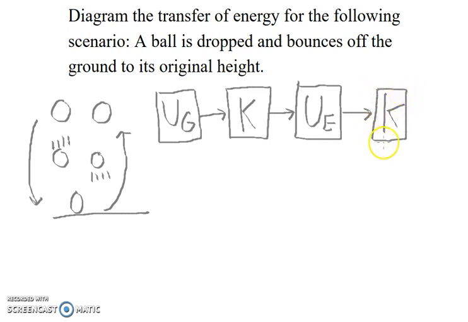And then the last thing that's going to happen is once it reaches its original height, technically it's not moving. So it bounces back, reaches its original height, and it's stopping in the air for a split second. It won't be moving, so it'll just have gravitational potential energy. Then after that, we predict it's going to fall again and continue, but that's what the problem's talking about.